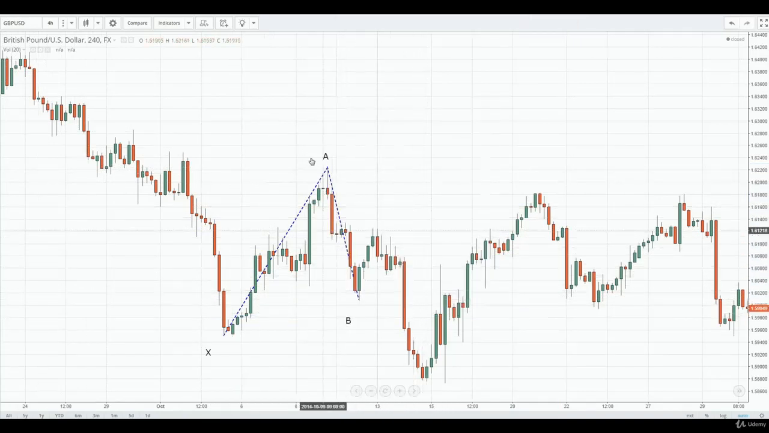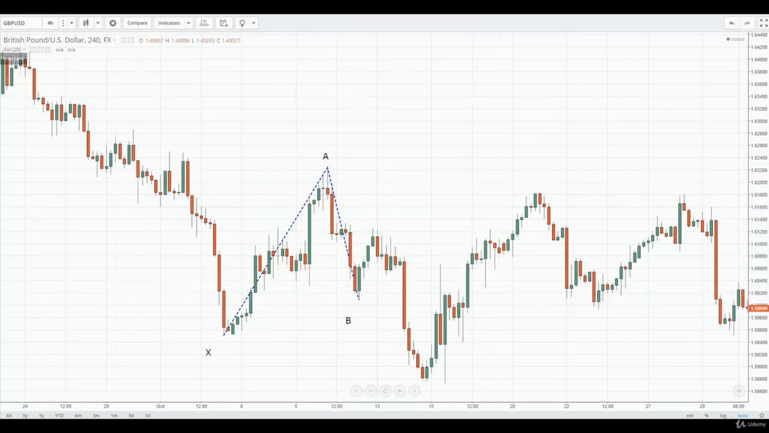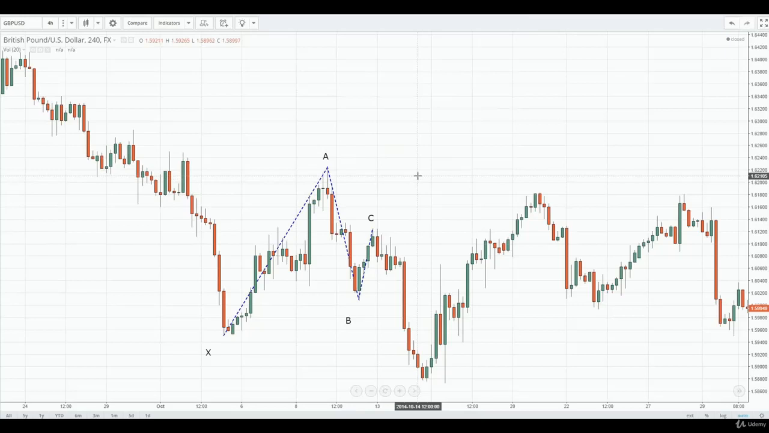And then we get a little pullback, and remember we are looking for a 382 to 886, and I can just tell you by looking at that, that's at least a 382, so we're good there. And let's label this as well. So that's B to C. And then C to D, which is obviously the most important part. And I will label where this goes. So this would be our C to D move right there. Now let's make sure it comes in at the correct area.